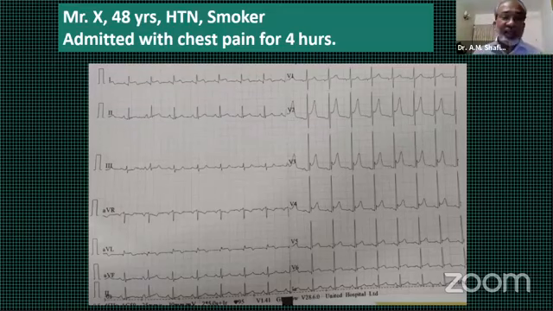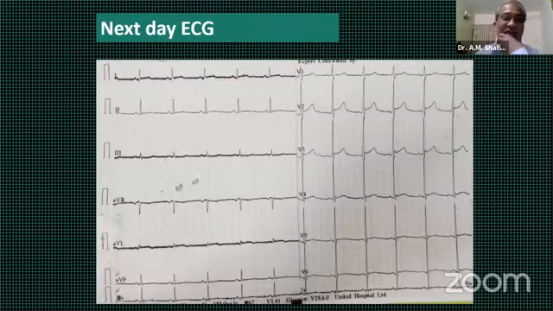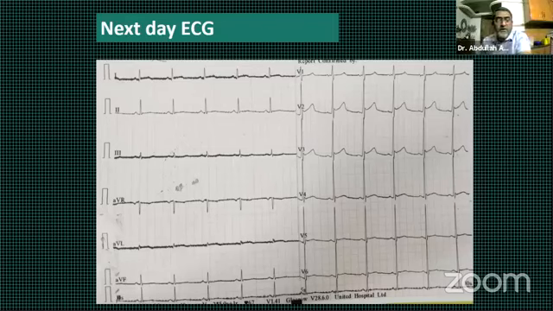Thank you, sir. You can continue. Actually, this patient, we could not do an angiogram because the patient developed fever the first day. That is why we did not do the cath. We have given only Clexane, low molecular weight heparin. And then the next day, we found this ECG, with ST elevation in lead 1 and aVL.